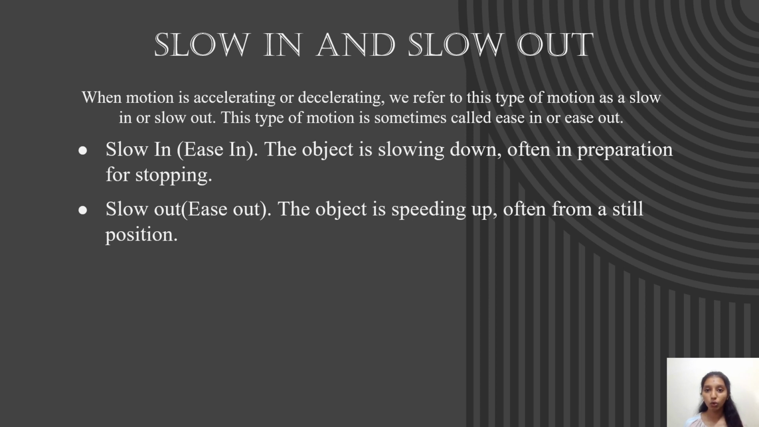Slow in and slow out. When motion is accelerating or decelerating, we refer to this type of motion as slow in or slow out. This type of motion is sometimes called ease in or ease out. Slow in: the object is slowing down, often in preparation for stopping. Slow out: the object is speeding up, often from a still position.